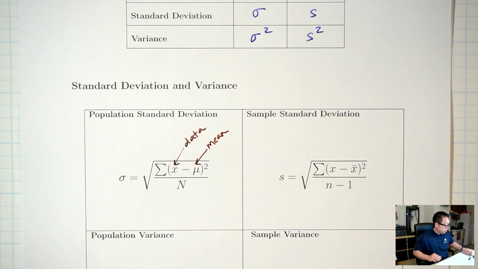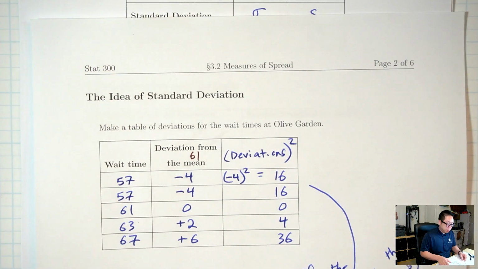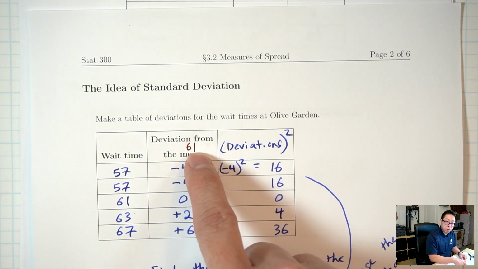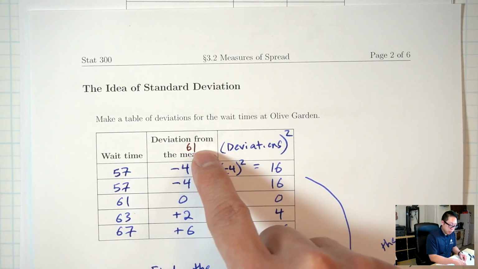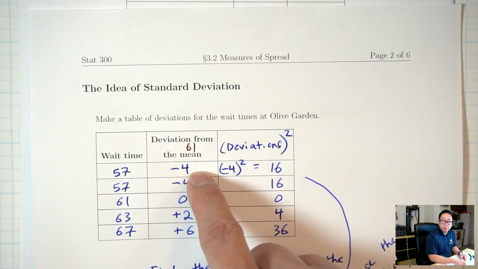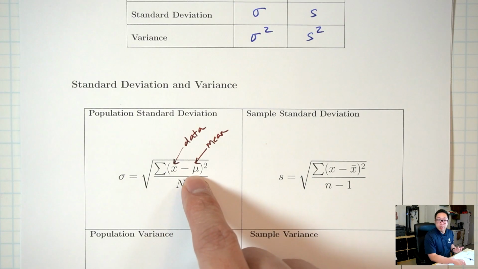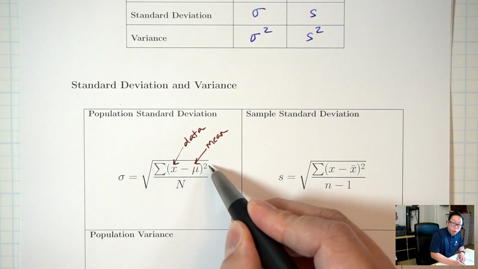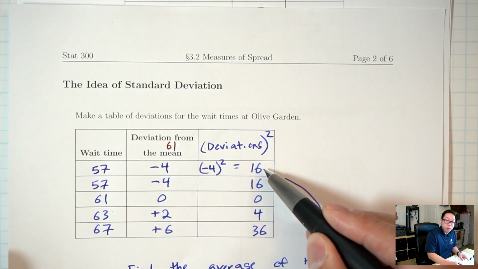So let's go back to when we talked about the idea. Taking your data, subtract the mean. Okay? We did that, right? We took our data, subtract 61, the mean, and what do you get? You get this -4. So your data minus the mean is just the deviations, right? Data minus the mean is just your deviations. And then square it, okay? Which is also what we did, right? We took our deviations and we squared them.